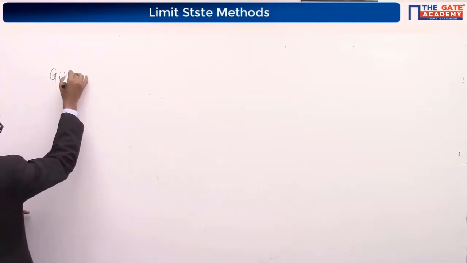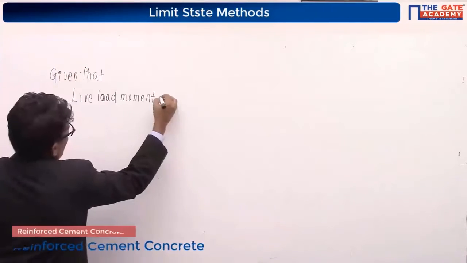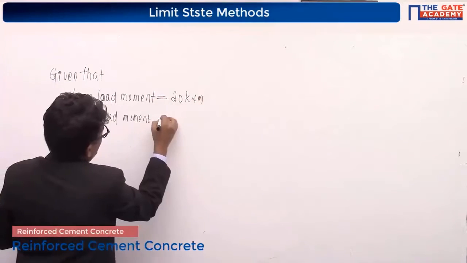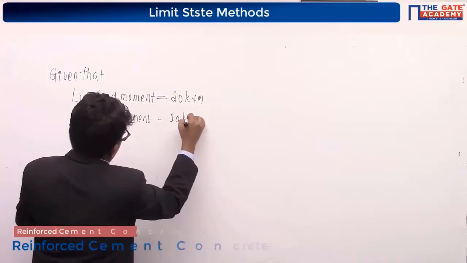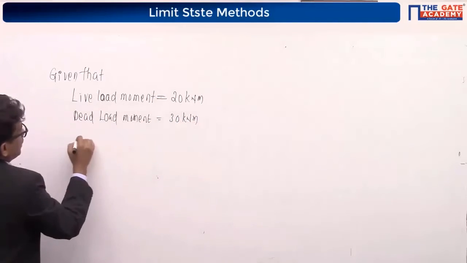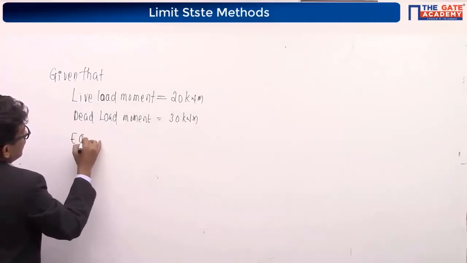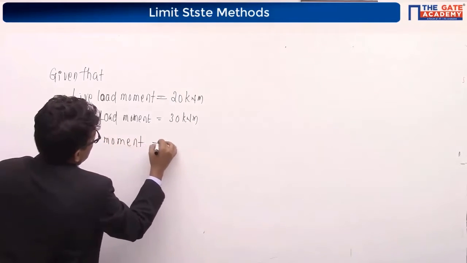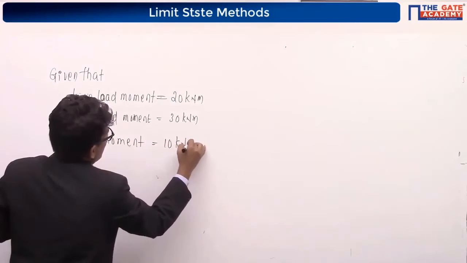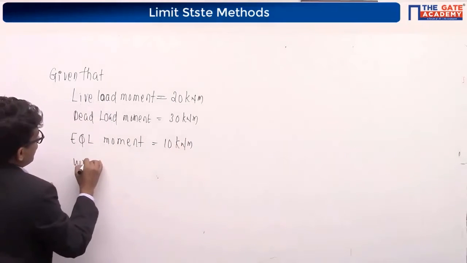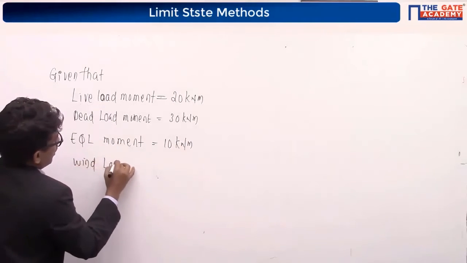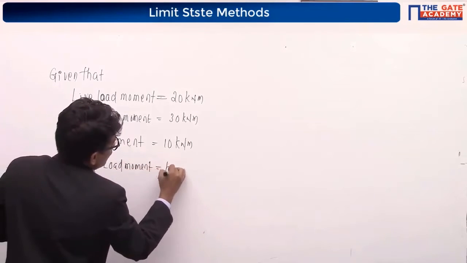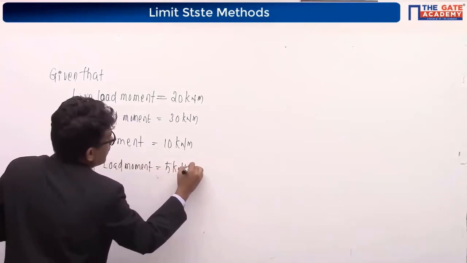So given that, I will explain this. Given that dead load moment is equal to 20 kN meter, live load moment is equal to 30 kN meter, earthquake load moment is given as 10 kN meter, wind load moment is given as 5 kN meter.